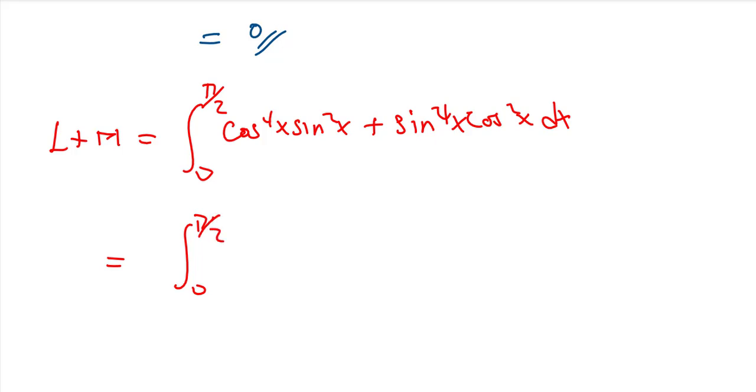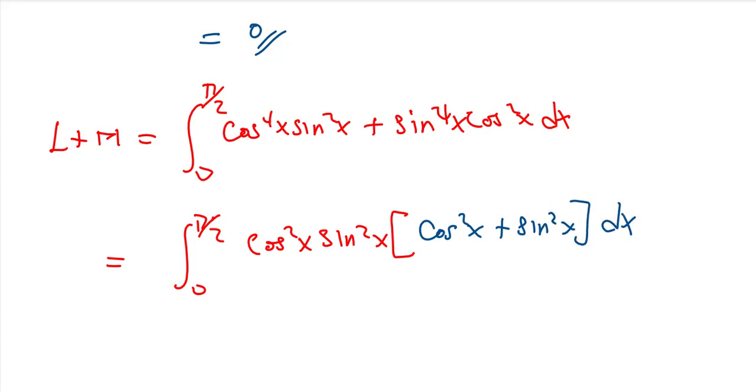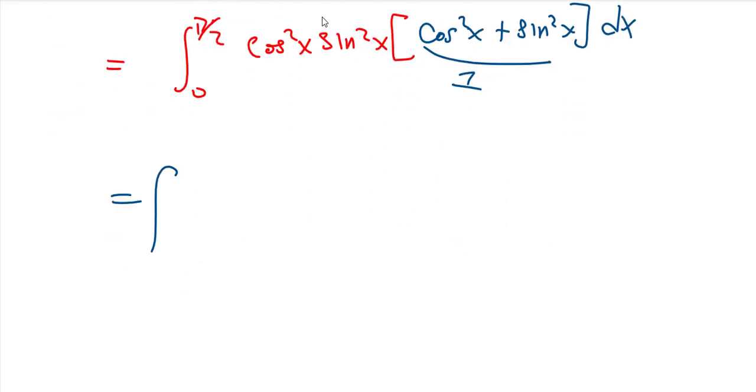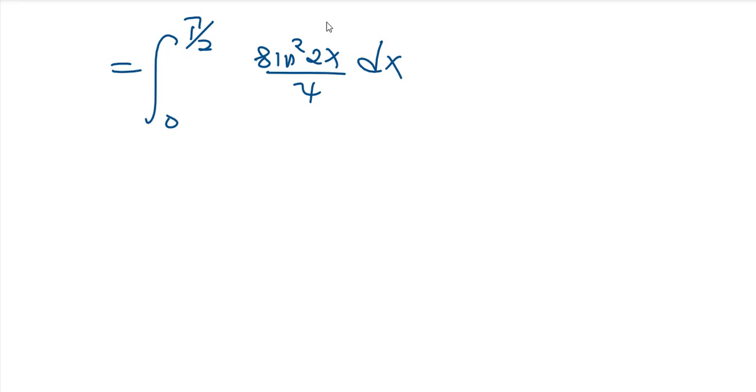So this will be the integral from 0 to pi on 2 of cos squared x sine squared x. All of this factor of what will be left is cos squared x plus sine squared x dx. But this from the Pythagorean first identity is equal to 1. So it means that we'll just have the integral from 0 to pi on 2 of the same thing, cos squared x sine squared x. We saw that it is sine squared 2x divided by 4 dx.